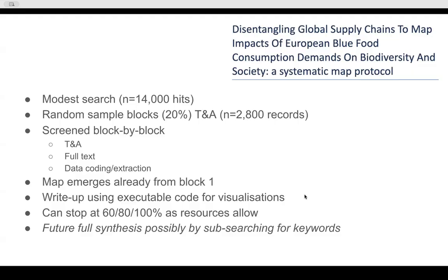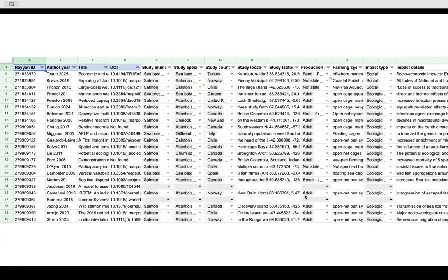So it will require a bit more work, but there are ways that you can take that forwards without having to start from scratch if you're interested in meta-analysis. This is just an indication of what the database looks like from day one, which already was starting to give us a really nice picture of what the evidence base looked like.